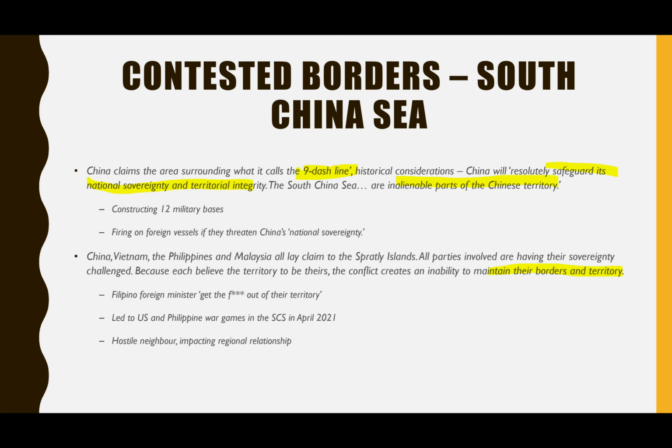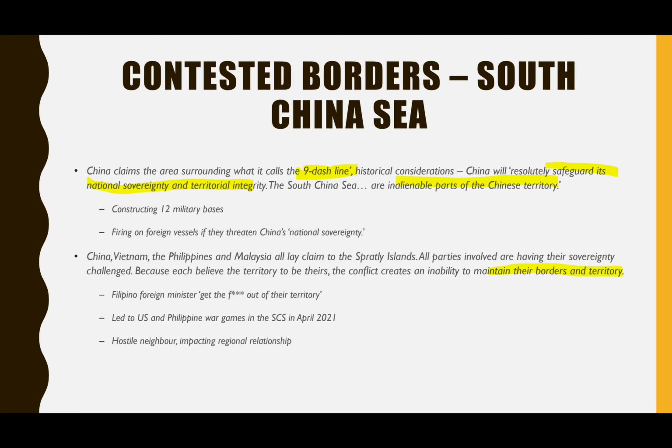And it's also led to the US and the Philippines having war games in the South China Sea. And this is impacting China's sovereignty because it means that now they have a hostile neighbour, which also impacts their regional relationships with another state. So it really is impacting China's ability to exercise control in this area, in their inalienable territory, because it means that there are other states operating in this area and also potentially intimidating China in this area.